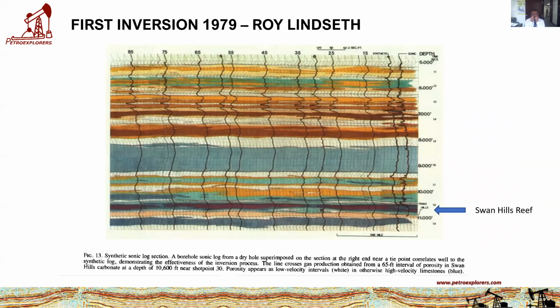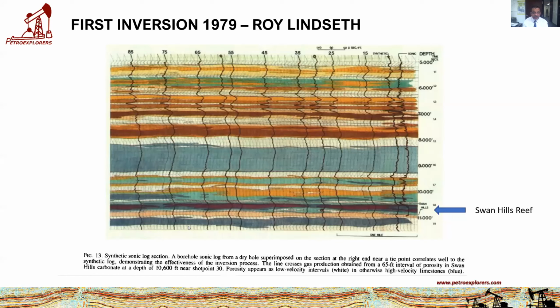So Roy Lentzeth published a paper in 1979, and it's quite interesting to see this now, with the Swan Hills Reef, with the porosity, what he could predict. He was talking about this white layer of porosity on the top of the Swan Hills, and how to invert these. I would love to build this color palette, but it is done by hand, by contouring. So maybe a computer will not have exactly the same value because it's generalized by the hand contouring.